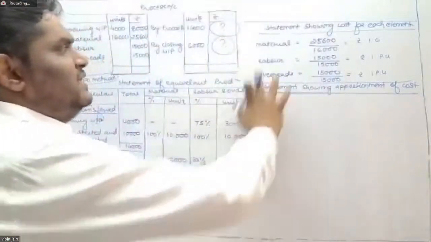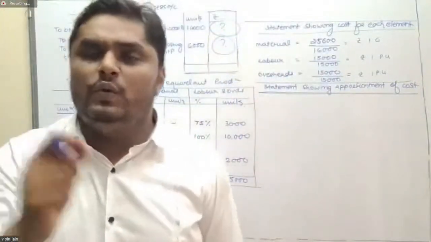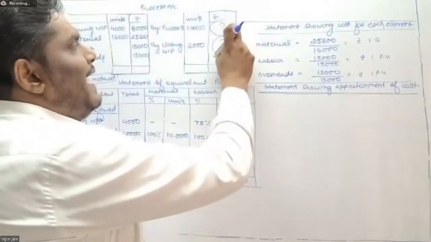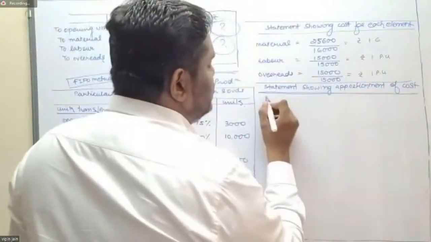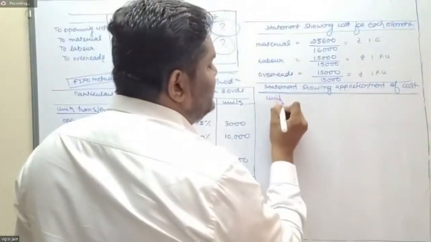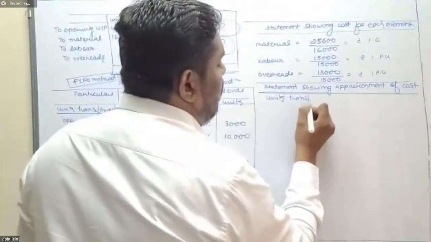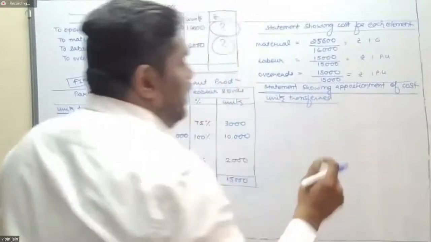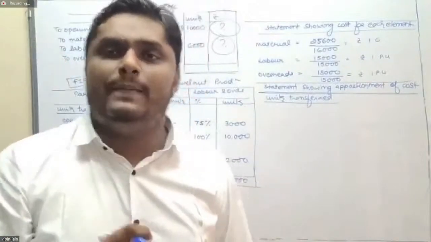The major purpose of this exercise is to calculate these two values. So now we are moving towards the last part of the question, how to calculate the value of these two. So let's start. So statement showing apportionment of cost, wherein we will first calculate the value of units that are transferred.